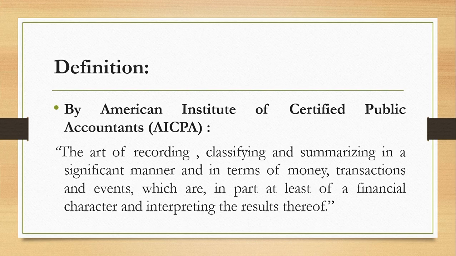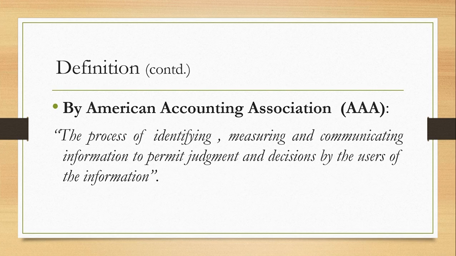And whatever recording, classifying, and summaries we have prepared in terms of financial statements, we are going to interpret those, and we are going to communicate the results that we get from those. Now moving on to the second type of definition, which is given by the American Accounting Association. They say it is the process of identifying, measuring, and communicating information to permit judgment and decisions by the users of the information. So they are conveying the same meaning but in a different manner.